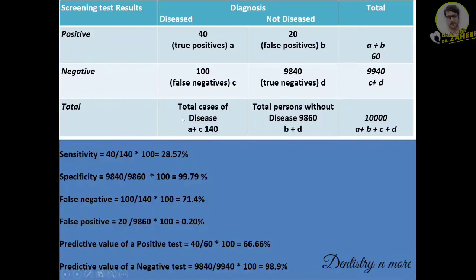Sensitivity 40 by 140, specificity 9840 by 9860. False negative is 100 by 140, false positive is 20 by 9860. Positive predictive value is 40 by 60, then negative predictive value is 9840 by 9940. So this is a mathematical evaluation of any test. Ideally speaking, sensitivity and specificity should be 100 or close to 100. Okay, so less than 90% won't be much accepted.